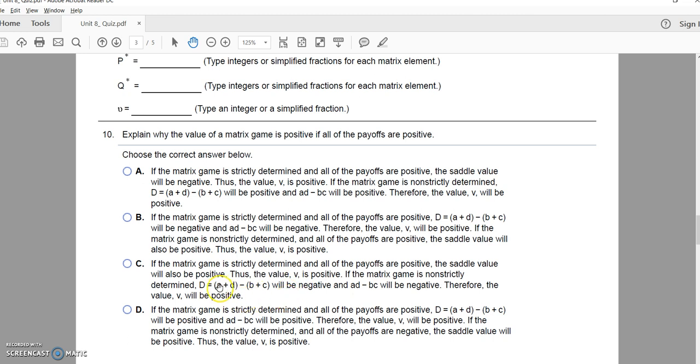But in case A plus D is a smaller quantity than B plus C, which means the capital D will be negative, then A times D will also be smaller than B times C, which means this will also be negative. And when you divide them to get the value of V, dividing two negatives will still be positive. So therefore V will be positive. So the correct answer here is answer choice C.